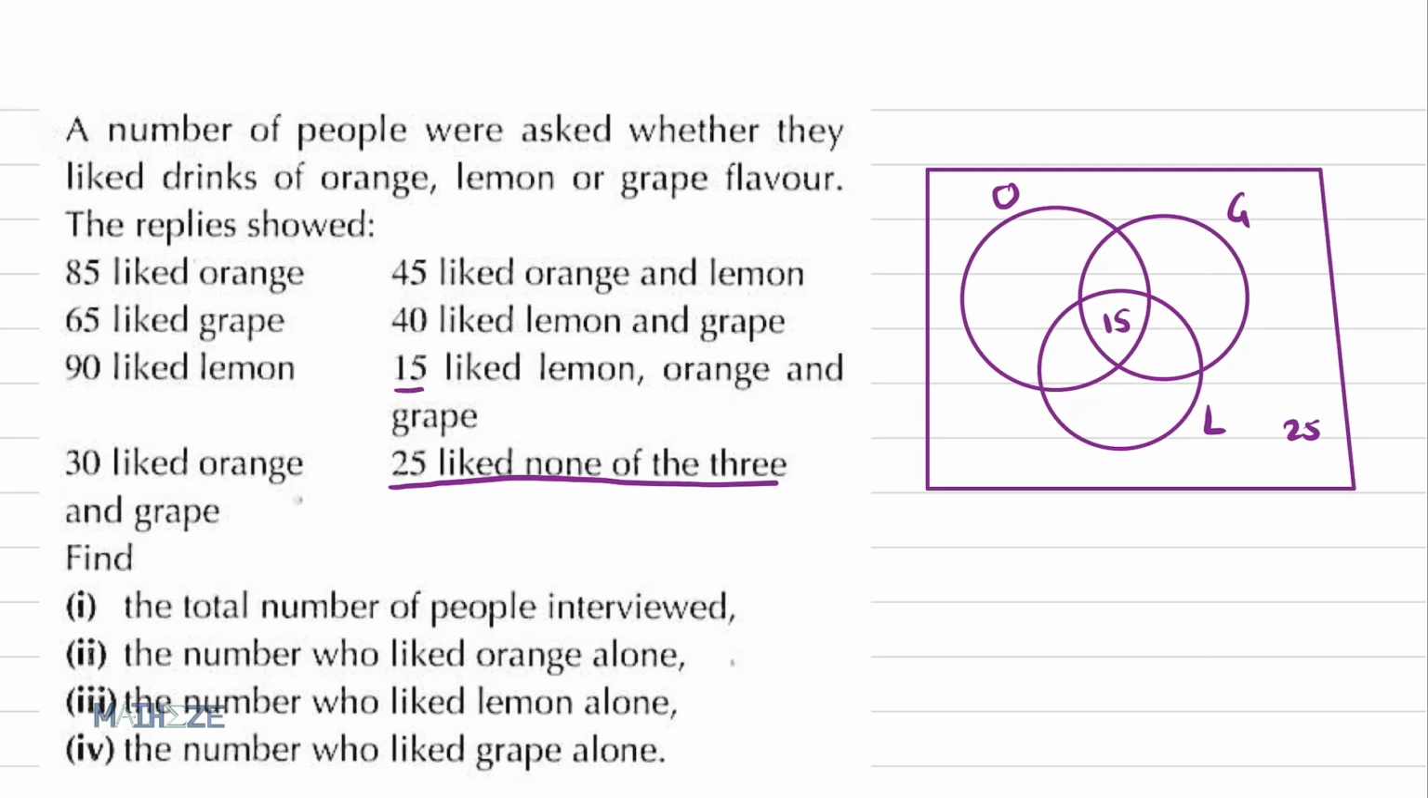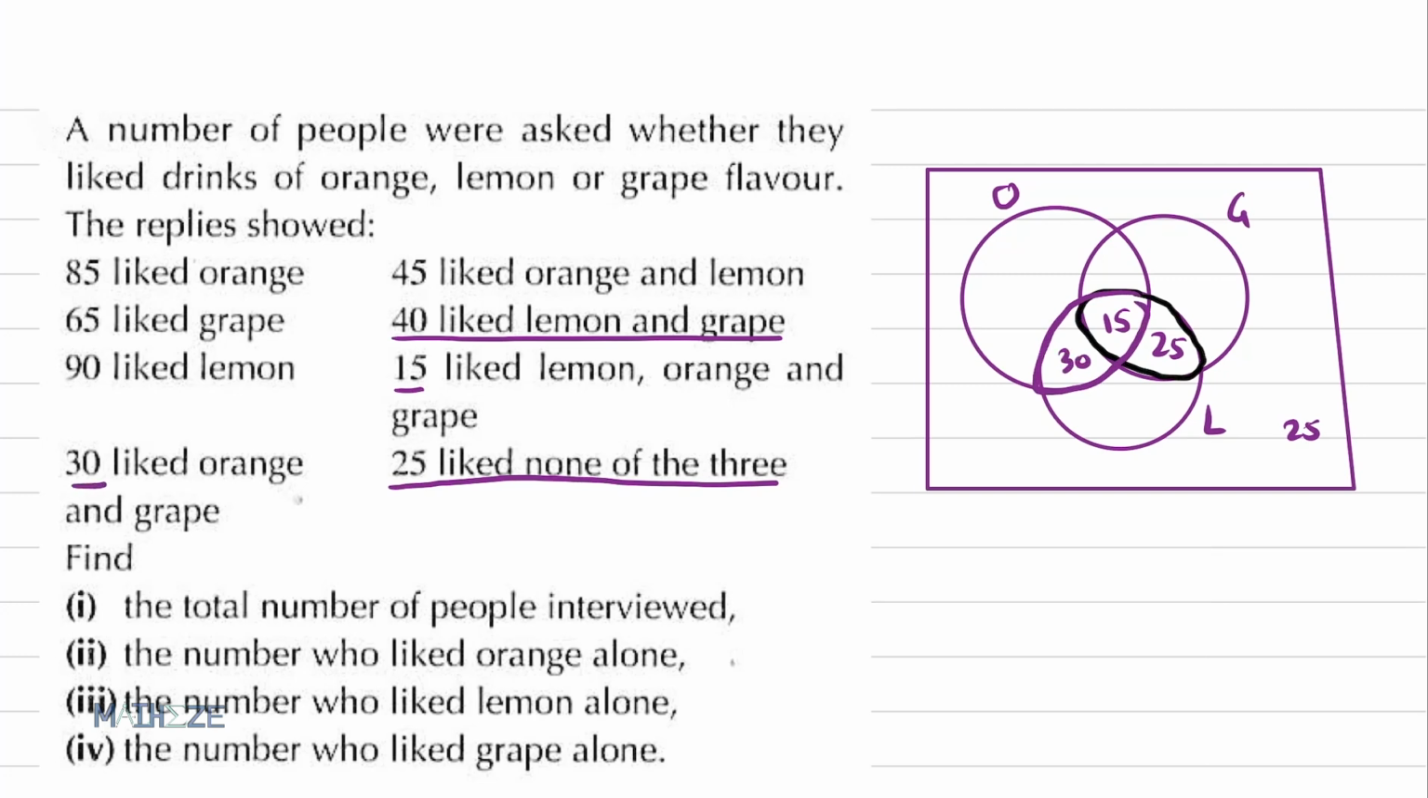So 15 will come here. Then it says 40 like lemon and grape. So lemon and grape part should be what? 40. If 15 is already there, this will be 25. Then it says 45 like orange and lemon. That means this entire part should be 45. So this will become 30.